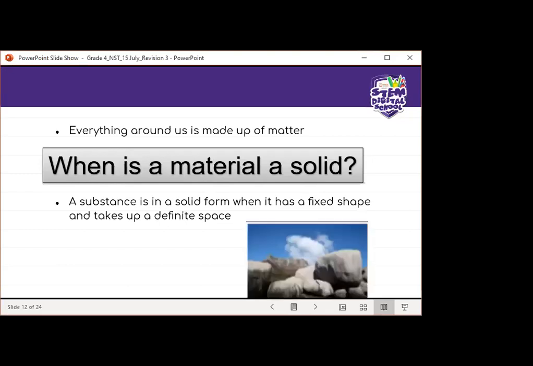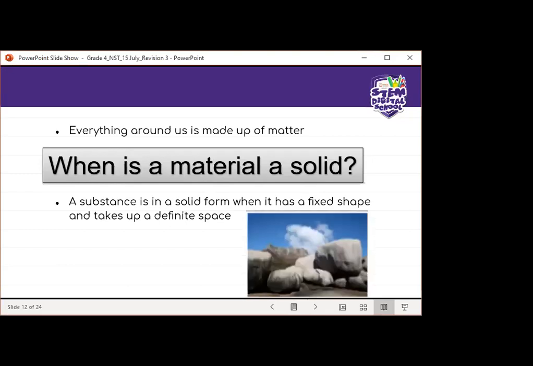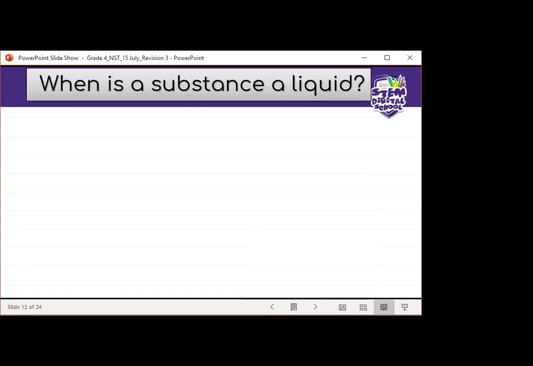Here we have an example of rock. These are boulders of rock, and these are also what we call solids. Okay, and then the next question, when is a substance a liquid? How can you tell that a substance is a liquid?